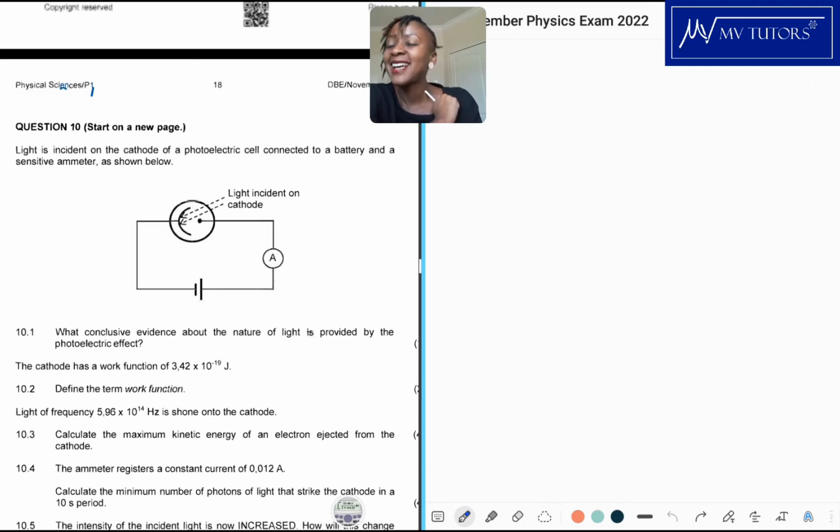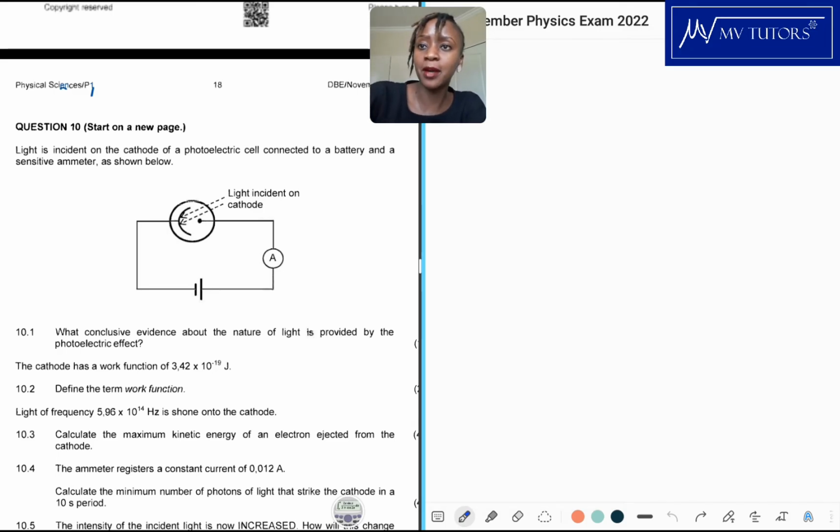All right, so let's read the question. Light is incident on the cathode of a photoelectric cell connected to a battery and a sensitive ammeter as shown below. So you can see that. Now 10.1 asks, what conclusive evidence about the nature of light is provided by the photoelectric effect?